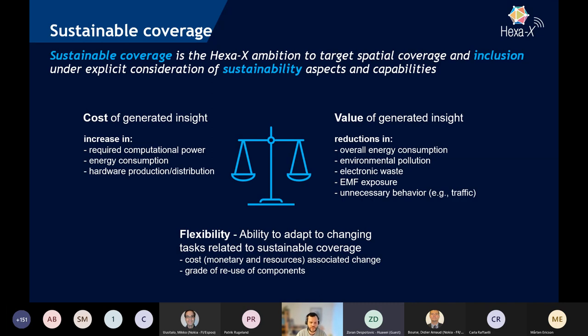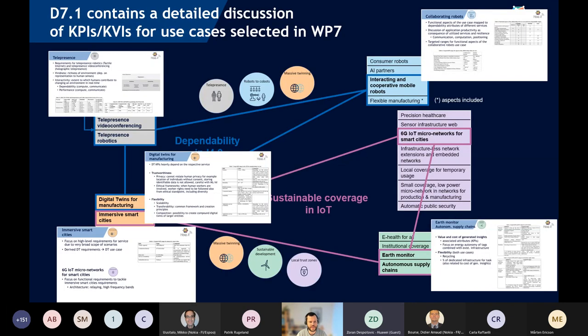And we go into much more detail on those targets here for the individual use cases. So I'm just showing this overview here. For each use case, we basically detail the target KPIs, we describe the KPIs and discuss this trade-off, especially for the sustainable coverage case between value and cost of generated insights. And if you're interested in that, please feel free to reach out and take a look at the deliverable that we published earlier.